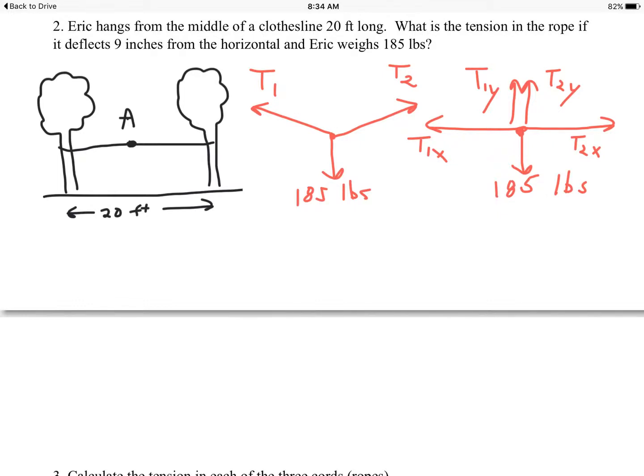And because of symmetry, we once again know that T1y and T2y are equal to each other, and they have to sum up to 185. Therefore, T1y must equal half of the 185, which is 92.5 pounds. You could round it up to 93 if you wish. Now, if I redraw T1 or T2, but I'm just going to focus on T1 for now. T1 is up and to the left.